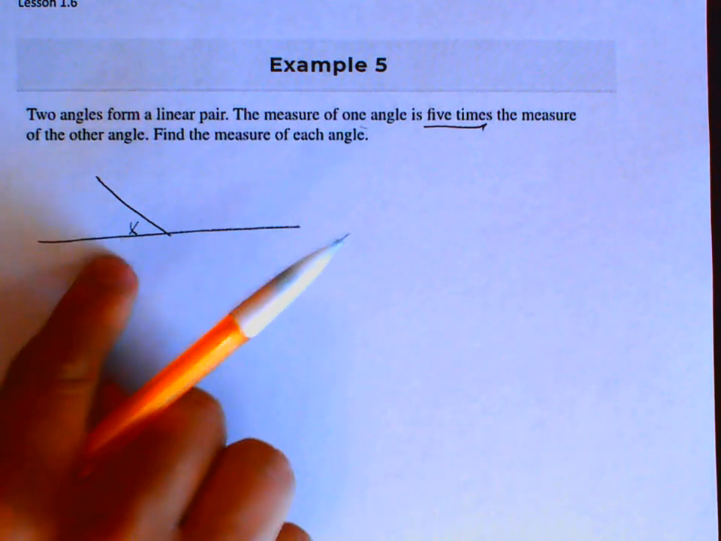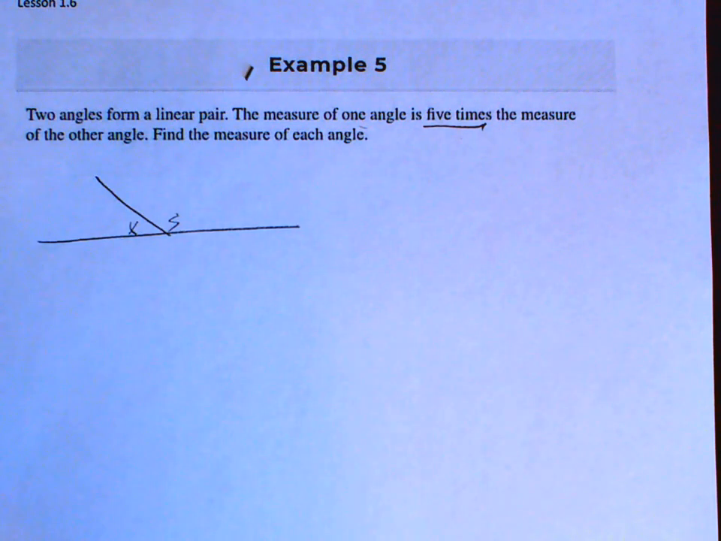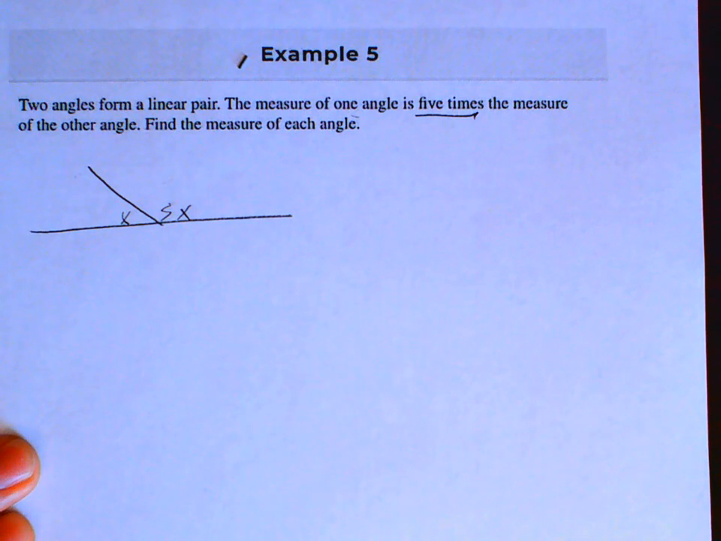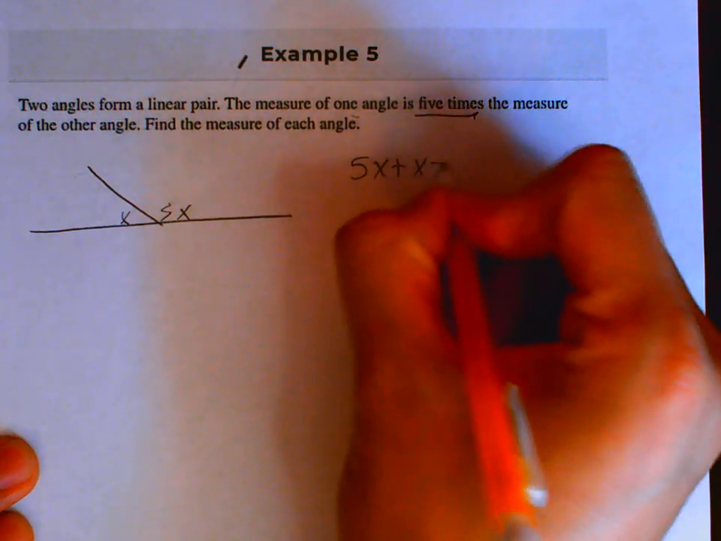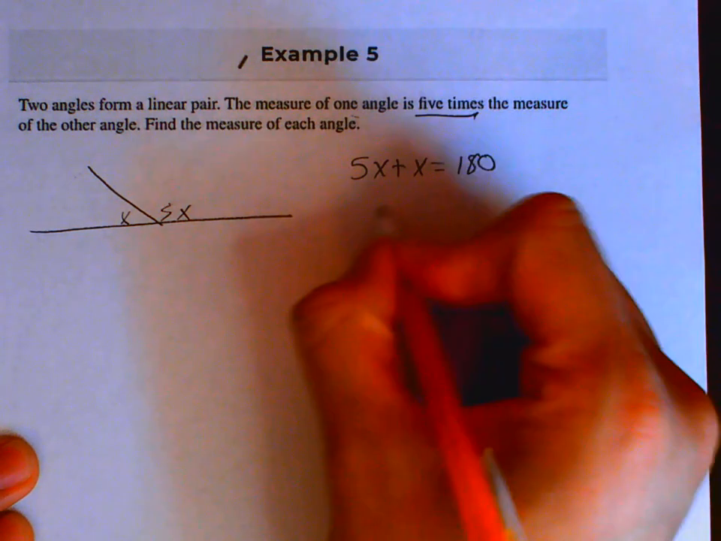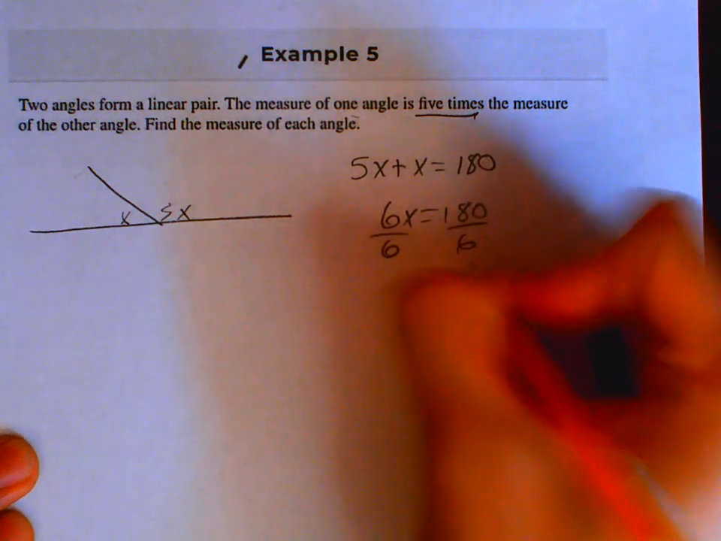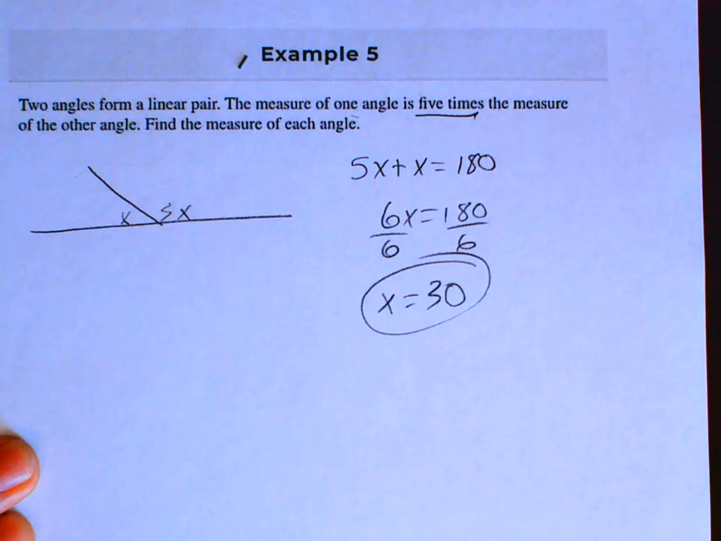Well, what's 5 times the measure of x? Well, 5x. So 5x. Give me 1 second. My mechanical pencil's running out. Oh, there you go. 5x. So the sum of both of them is 180. So 5x plus 1x equals 180. So that is 6x equals 180, divided by 6. x is equal to 30 degrees. Find the measure of each angle.